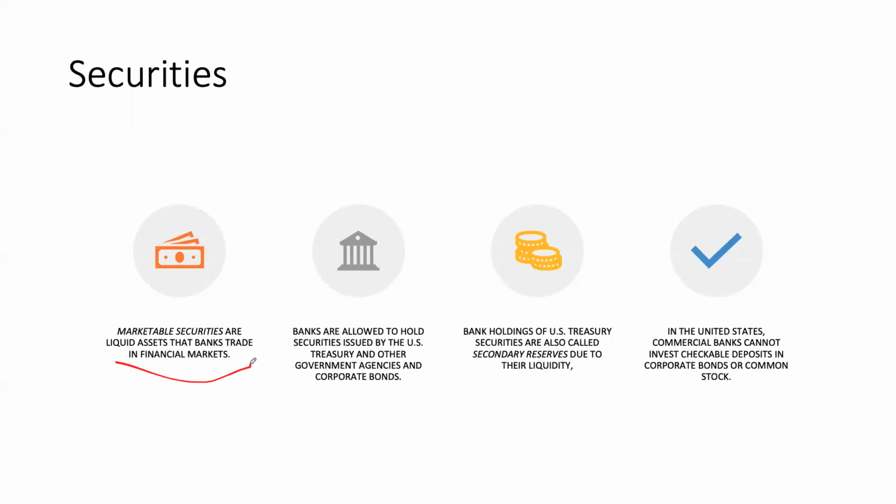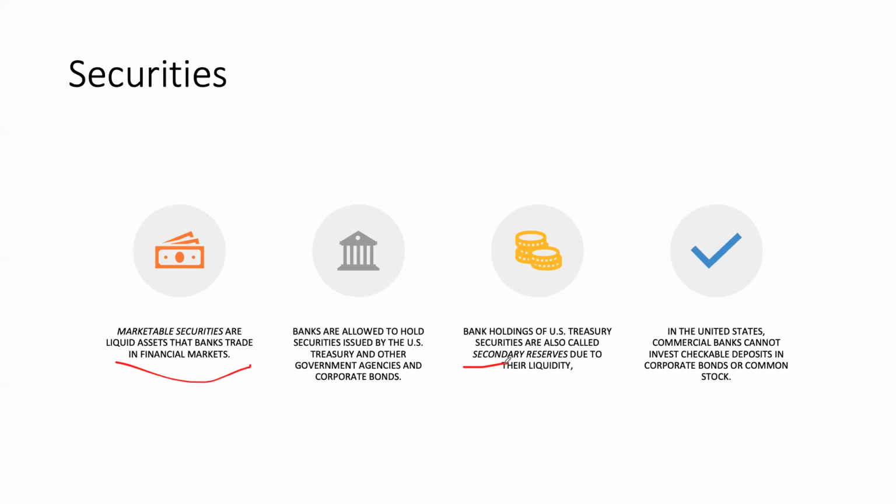Bank holdings in the form of US treasuries are also called secondary reserves. They're called secondary reserves because US treasuries are very, very liquid. The market is very thick, and if no one else will buy US treasuries, the Treasury itself or the Federal Reserve will buy those securities from you. So you don't have to worry about it, and you can very quickly turn these treasuries into cash if you need them.